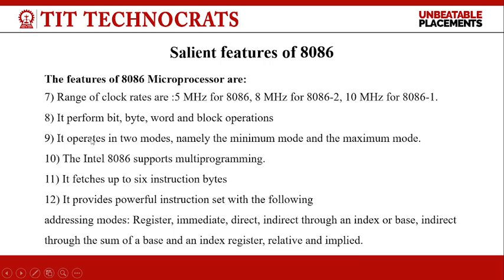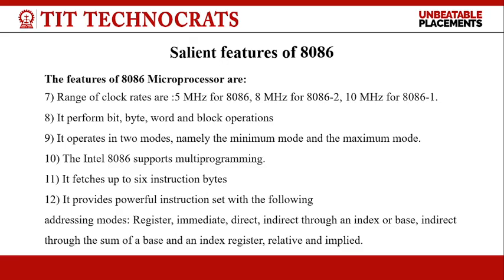8086 operates in 2 modes, namely minimum mode and maximum mode. When only the 8086 CPU is to be used in a microcomputer system, the 8086 is used in the minimum mode of operation. In minimum mode, CPU issues the control signals required by the memory and input-output devices. In a multiprocessor system, there is more than one processor in a system. The 8086 operates in maximum mode. In maximum mode, control signals are generated with the help of an external bus controller, that is 8288 bus controller.